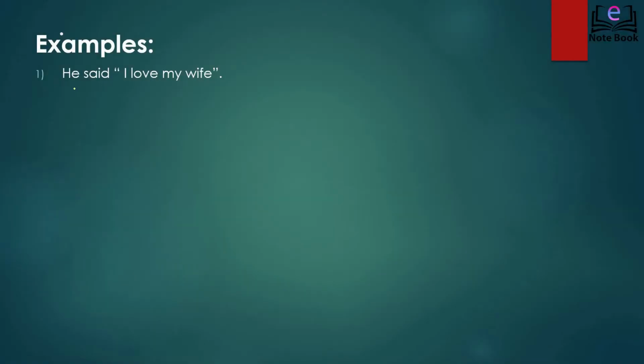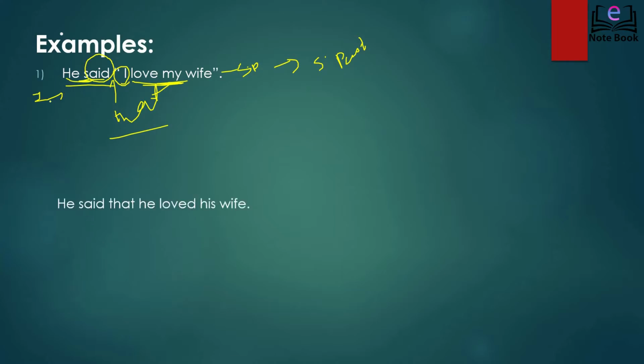The first example is, he said, "I love my wife." To convert this into indirect form, the first thing that we note is that the reporting verb is in past tense. That means the tense has to be changed here. Now this is a sentence in simple present, so this has to be changed into simple past. What are the other changes that we make? We add that instead of this comma and we change the pronoun. Here this is first person, so we change it according to the subject of the reporting verb, that is he. So the indirect form becomes, he said that he loved his wife.